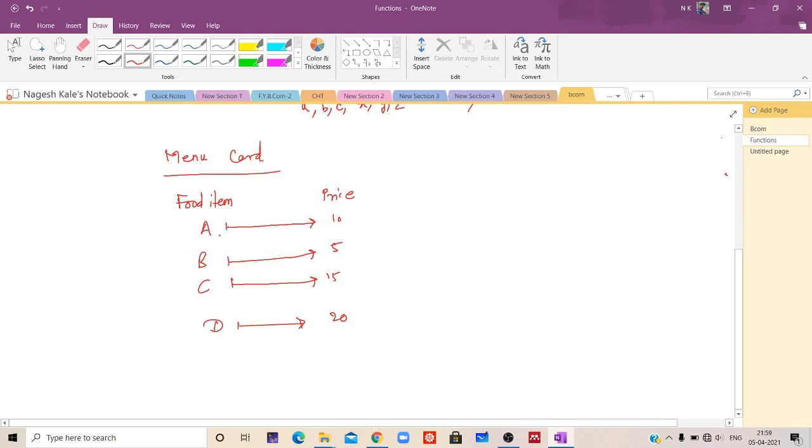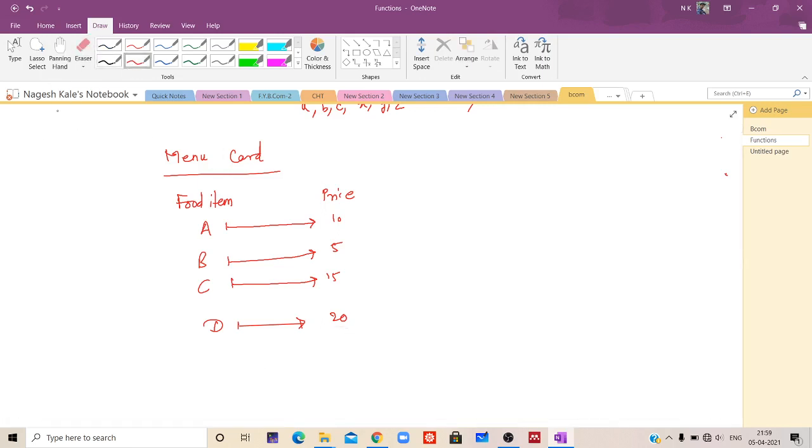You will not find that some food item is given two different prices. For example, it is not possible that food item A is for 10 rupees and again you will see that the same food item A is for 15 rupees. This is not possible in the case of menu cards. So for every food item there is a unique price.